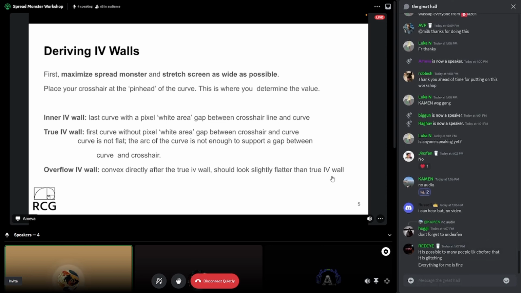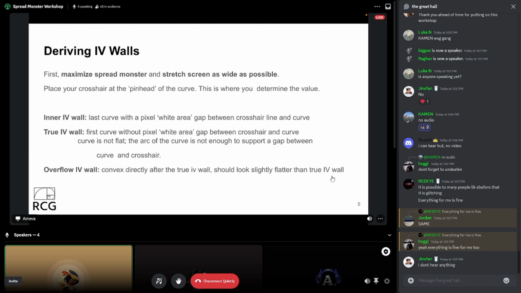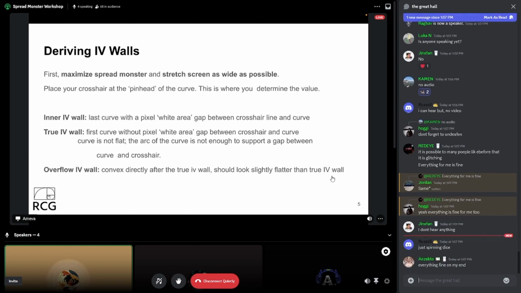We've seen a few different values that act as important markers from these convexes. These are the inner IV wall, the true IV wall, and the overflow IV wall. As you can see, the last curve with a pixel white area gap between the crosshair line and the curve generally represents the inner IV wall. The first curve without a pixel gap between the crosshair and the curve, where the curve is not completely flat, represents the true IV wall.